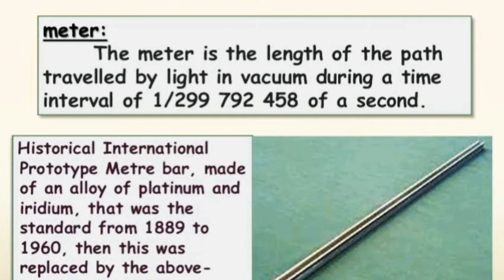Which means, in that 1/29,97,92,458th part of a second, the path traveled by the light is called 1 meter. So what is 1 meter? 1 meter is the path traveled by the light in vacuum or air in the 1/29,97,92,458th part of a second.